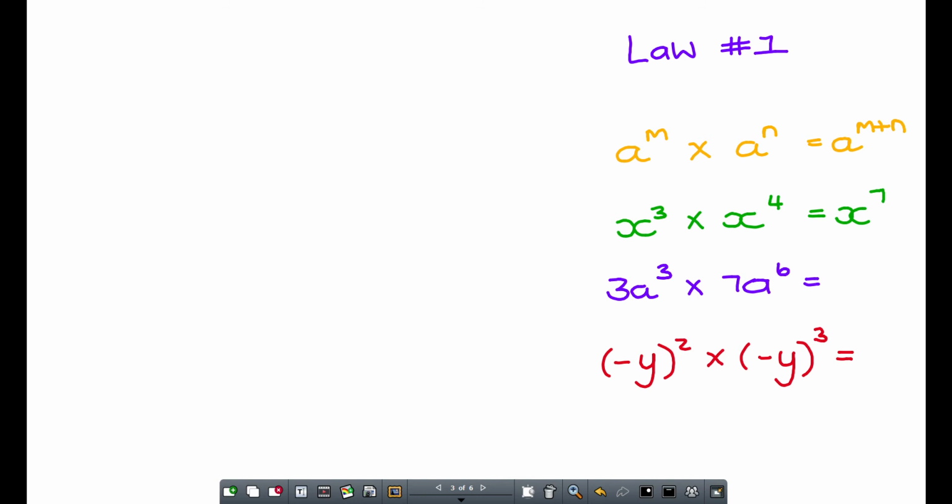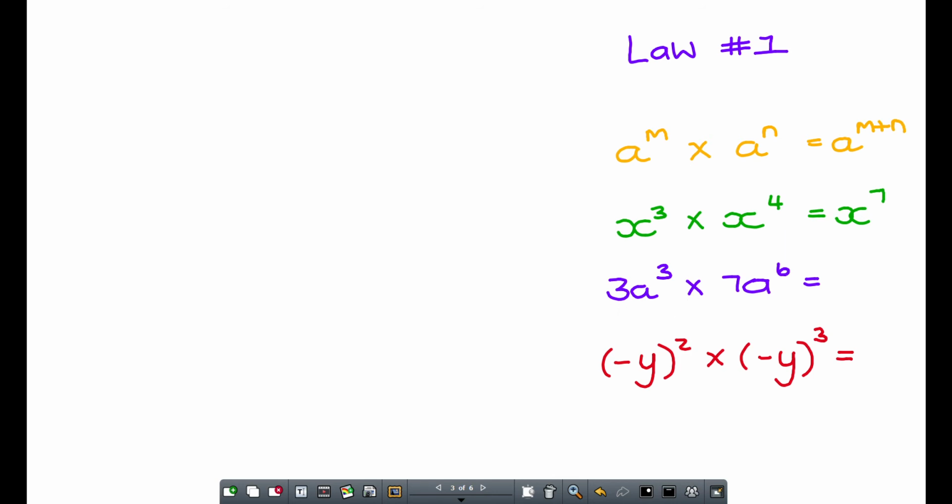Okay. Any questions so far? Right, number 3. The third one, the blue one. 3a to the power 3 times 7a to the power 6. So, is the base the same? Yes, because what's the base for both? A. What do we call the 3 and the 7?